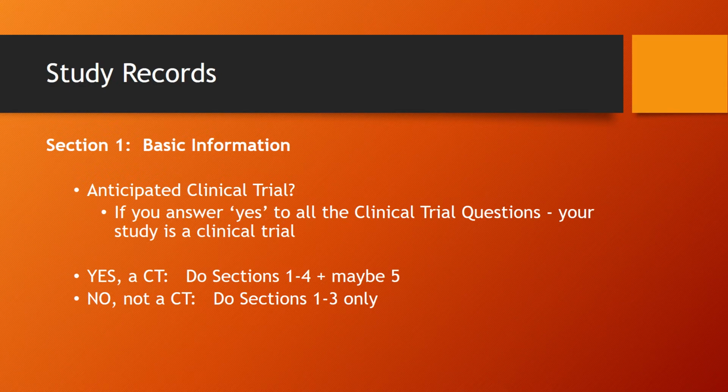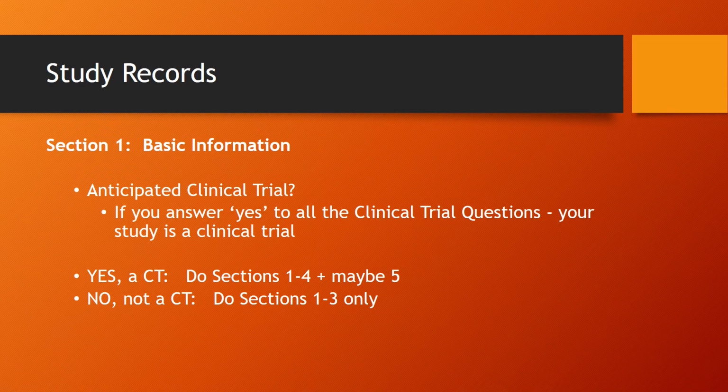If you answer no to all 4 of those questions, then that particular study is not a clinical trial. And so for this study record, you're only going to be required to do sections 1 through 3. Okay, so if your study is not a clinical trial, you're doing sections 1 through 3. If it is a clinical trial, you're definitely doing sections 1 through 4, and you may also have to do section 5. We'll get to that in a minute.